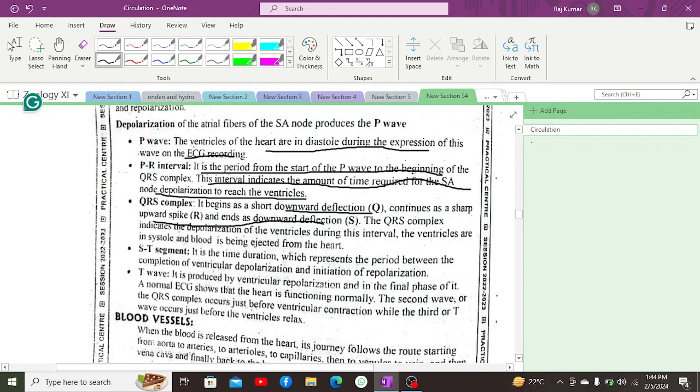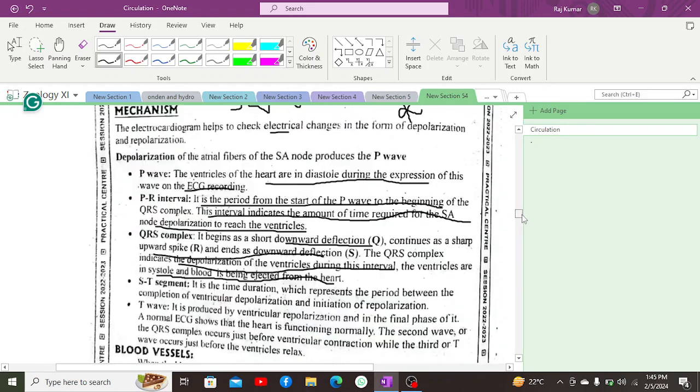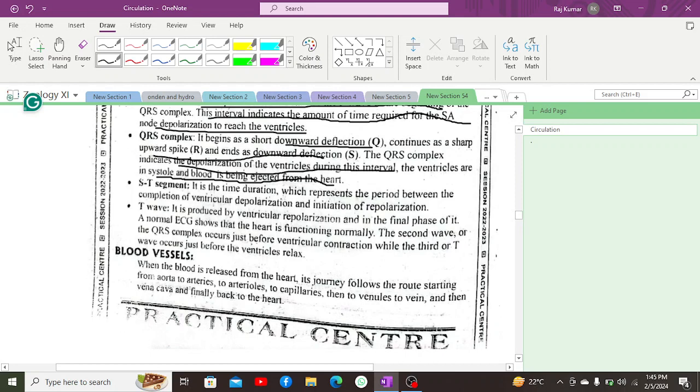The QRS complex indicates the depolarization of the ventricles during this interval, such that when the ventricles receive that impulse, it generates an electrical response in the form of depolarization through the bundle of His and Purkinje fibers. The ventricles are in systole upon accepting that electrical impulse, and blood is ejected from the heart once ventricular systole occurs. In this case, this is at a very high peak.